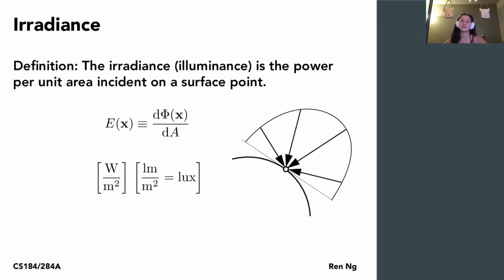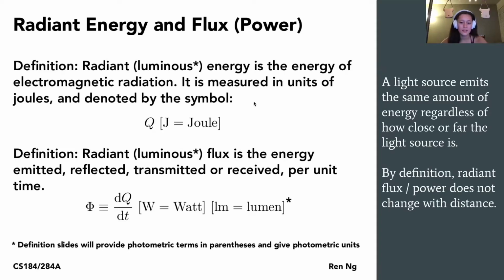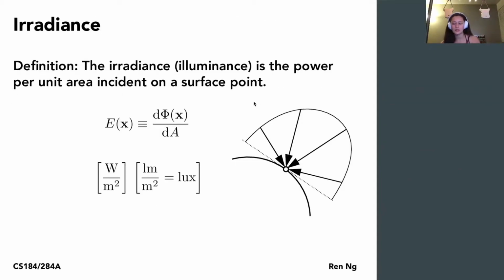Okay, what is irradiance? So irradiance is the power per unit area incident on a surface point. So we just talked about power. This is the amount of energy emitted, reflected, transmitted, or received per unit time. And irradiance, on the other hand, is the amount of power that is being received on some surface.